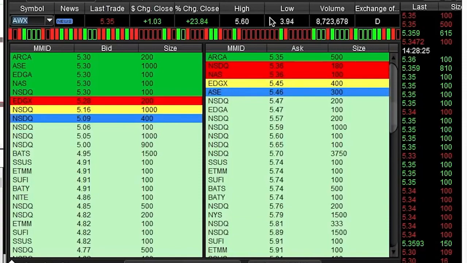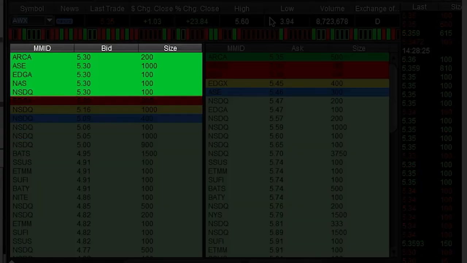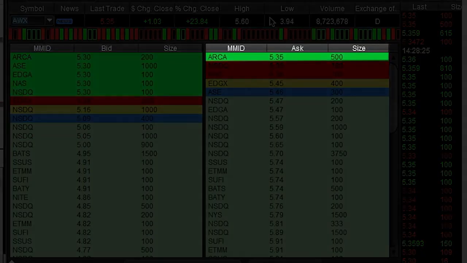So if you wanted to go long at a specific level, you want to see big stacks in the bid section with big order sizes, and you want to see small stacks in the ask section with small order sizes.